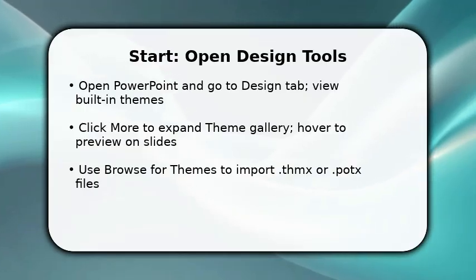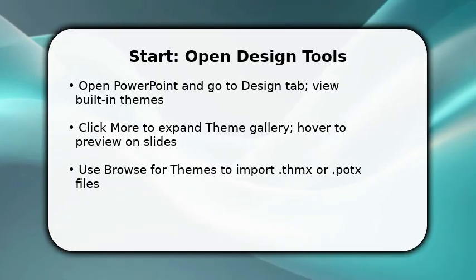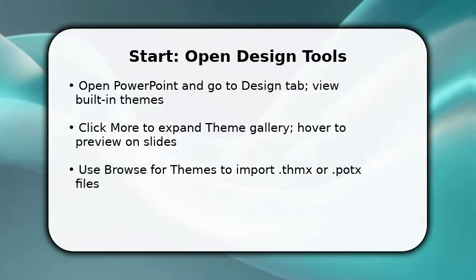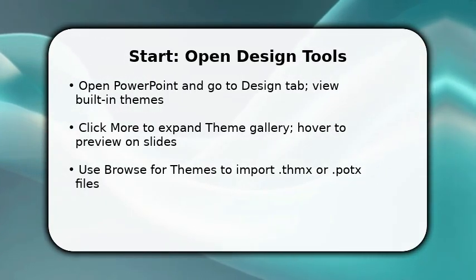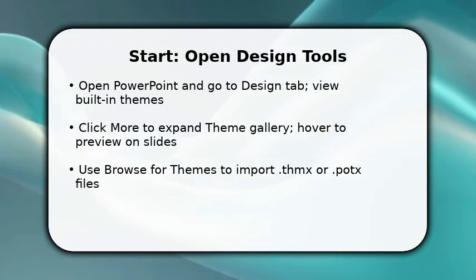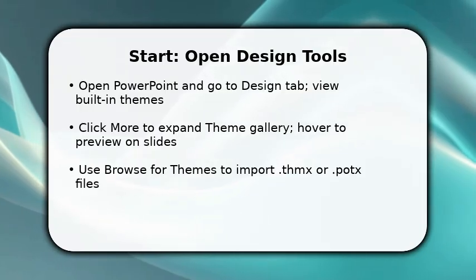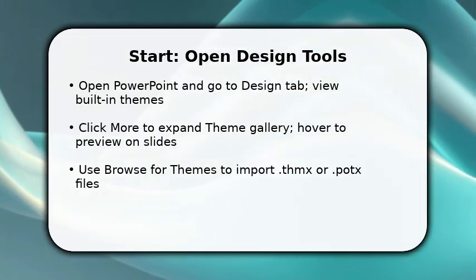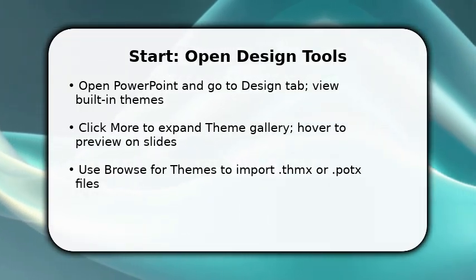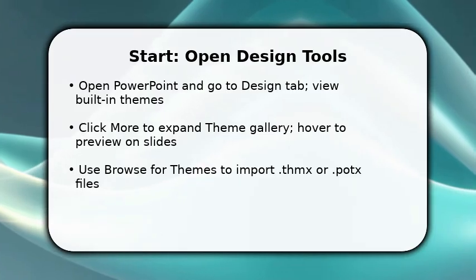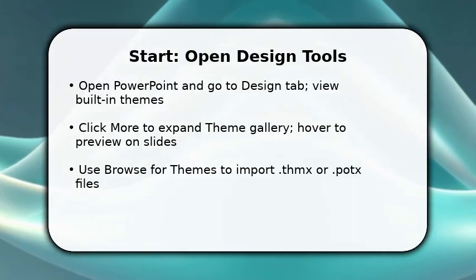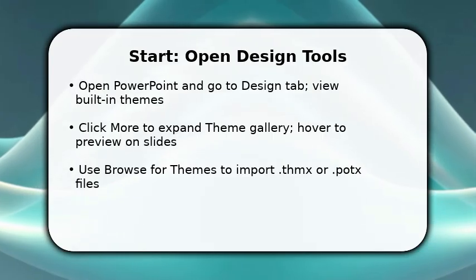You've opened PowerPoint and gone straight to the Design tab so you can start theming right away. First, scan the built-in themes and hover to preview how colors and effects change your slides. Once you see a direction you like, click More to expand the gallery or choose Browse for themes to import a THMX or POTX file from your drive. Make sure to note the base color and font pairing so subsequent edits stay consistent.